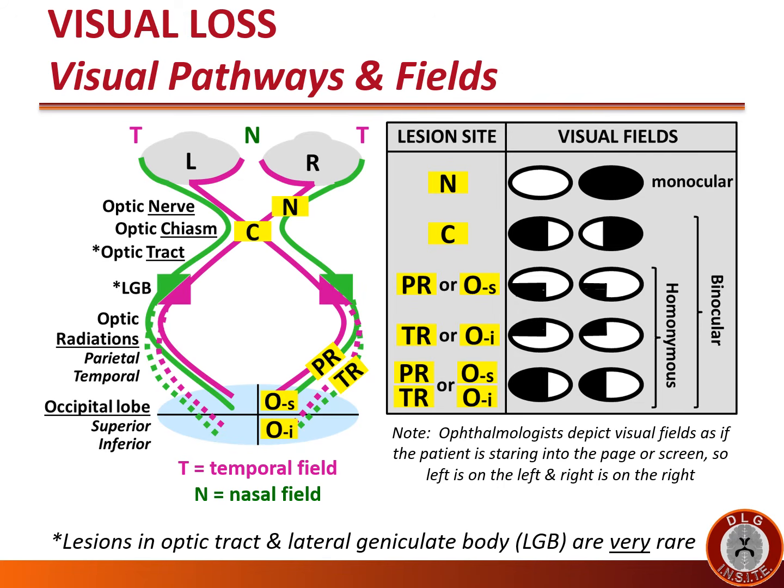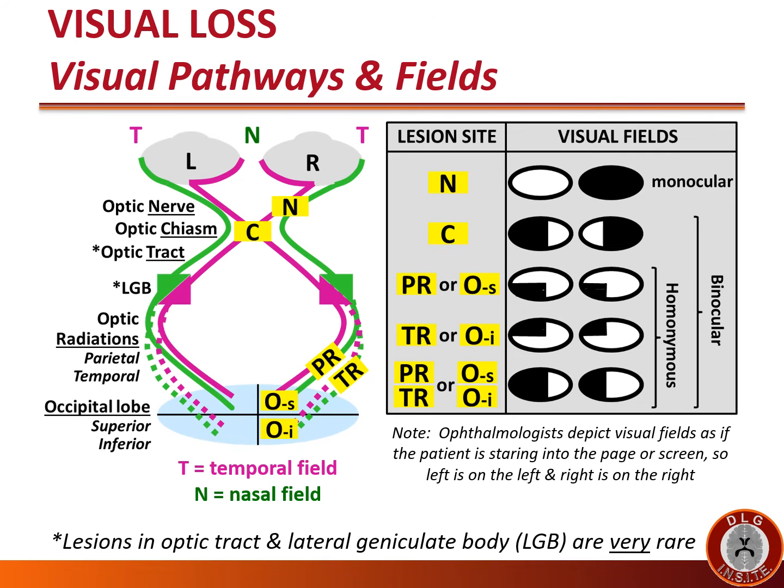Visual loss involves dysfunction anywhere along the visual pathways, from the eyes to the occiput. Let's look at the visual pathways and specific lesions along the visual pathways and how they correspond to visual field deficits.